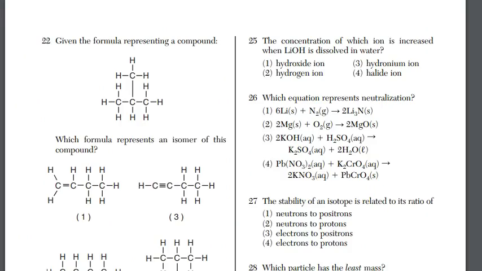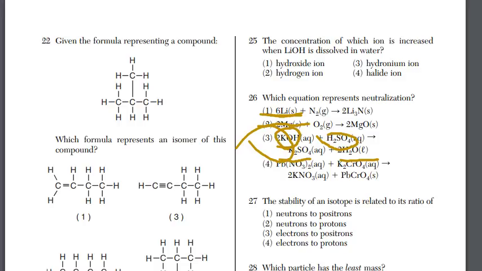So if I go through the choices, choice 1, I have lithium and nitrogen as my reactants, no acid or base there. So that can't be it. Choice 2, magnesium and oxygen, not an acid or a base. That can't be it. Choice 3, KOH is a base. H2SO4 is an acid. We're forming a salt and water. Choice 3. Okay, we're down to the final couple of questions.